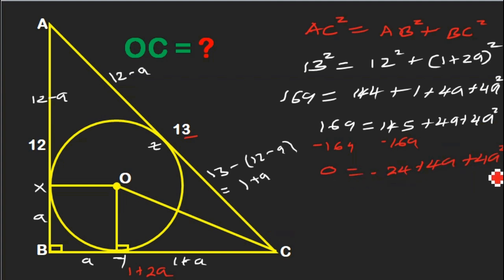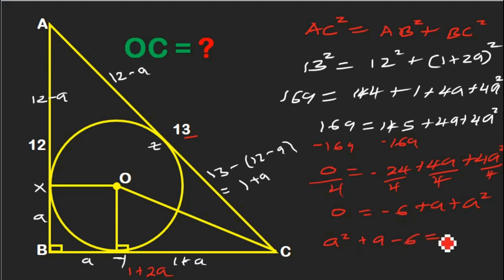Now we can simplify this equation by dividing all through by 4, which is a common factor. So what will we have? 0 equals 24 divided by 4, that is negative 6, plus a, plus a squared. If you rearrange that, you start with a squared plus a minus 6. So we have a squared plus a minus 6 equals 0.